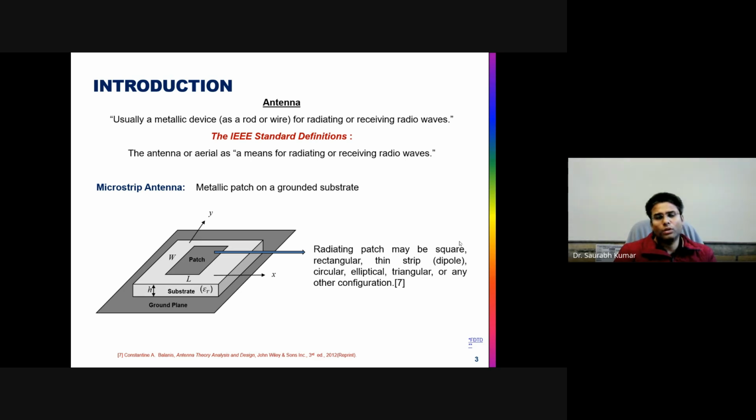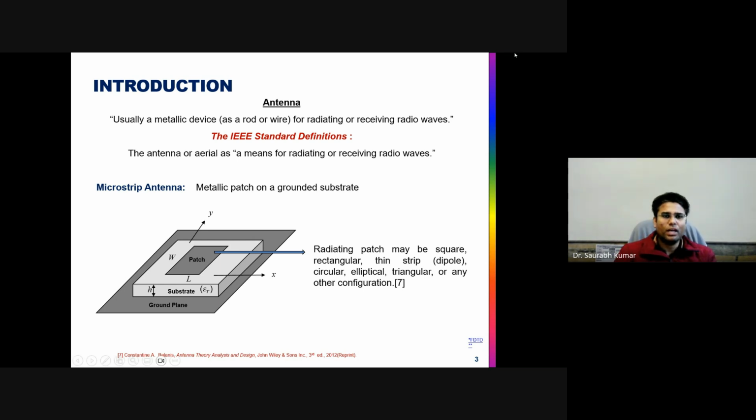Before moving into the techniques, we will discuss antenna miniaturization. First, you should know what an antenna is, as was already discussed in the previous lecture. An antenna can be a metallic rod, wire, or any planar form that is used to radiate and receive radio waves. The IEEE definition is that an antenna or aerial is a means for radiating and receiving radio waves.